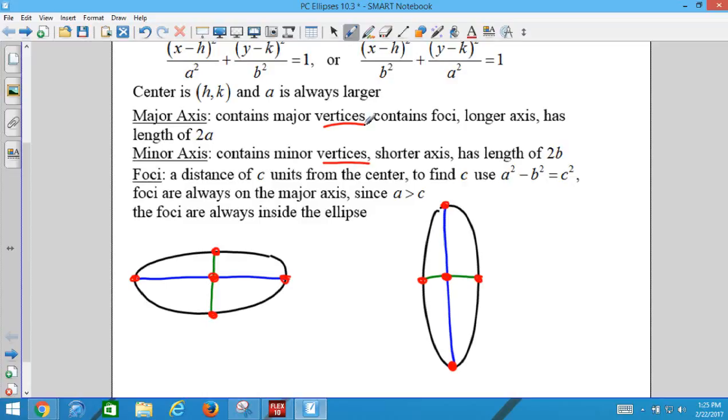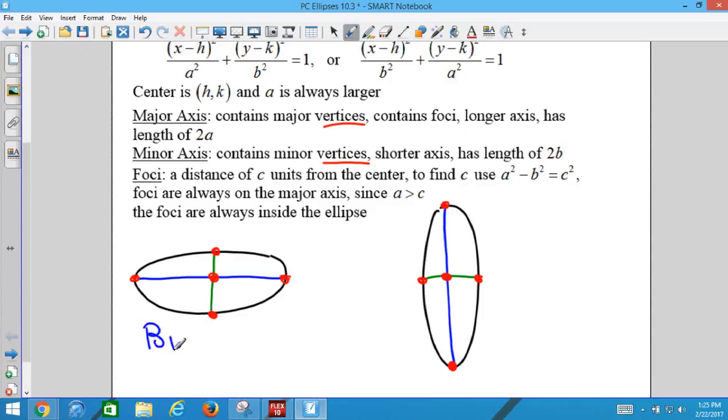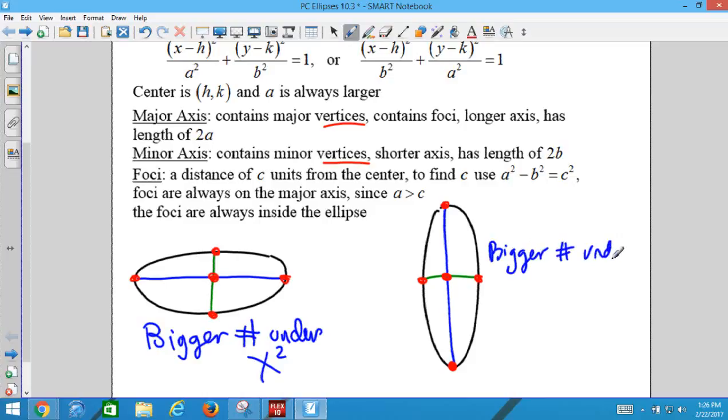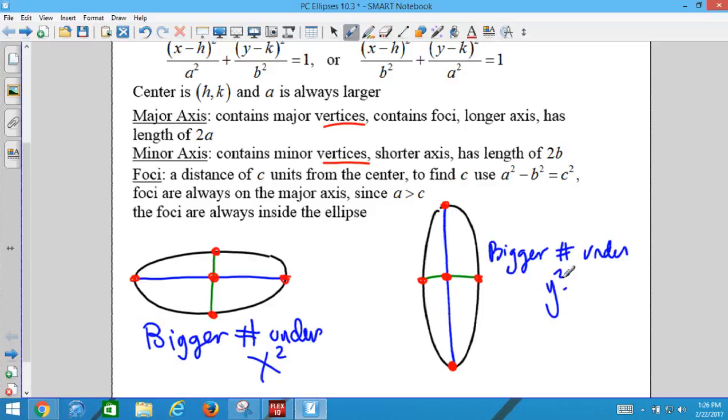How you know which one goes horizontally and which one goes vertically depends on where the a squared is located, where the bigger number is. If the bigger number is underneath the x squared, then it's horizontally longer. If the bigger number is under y squared, then it's the vertically longer one.